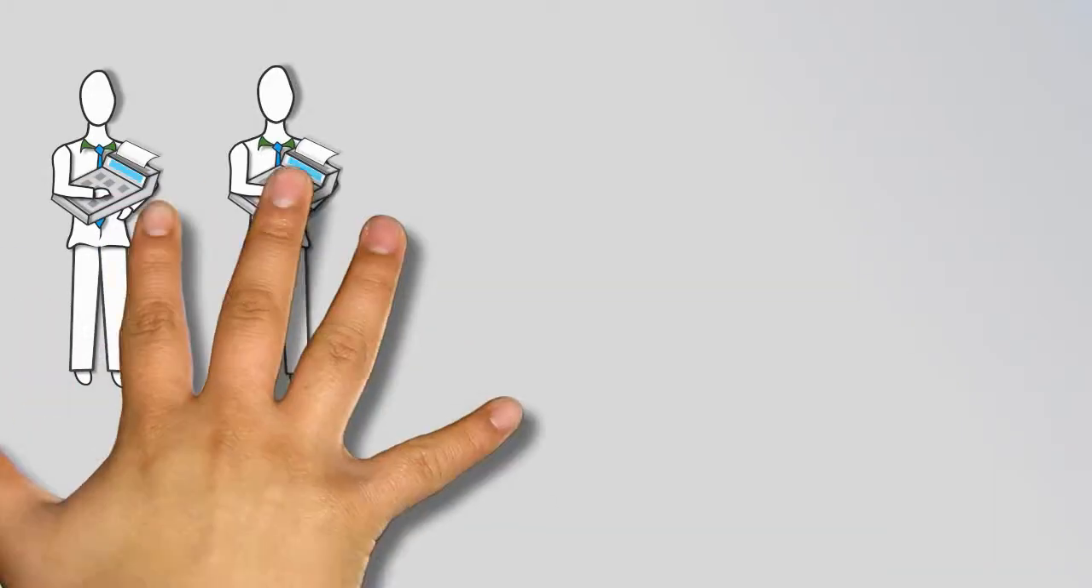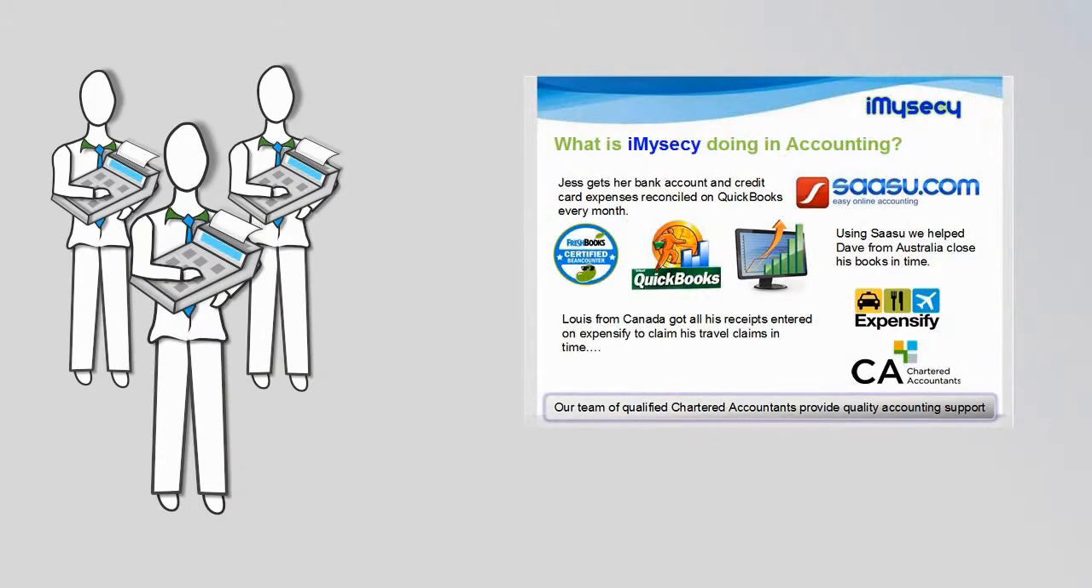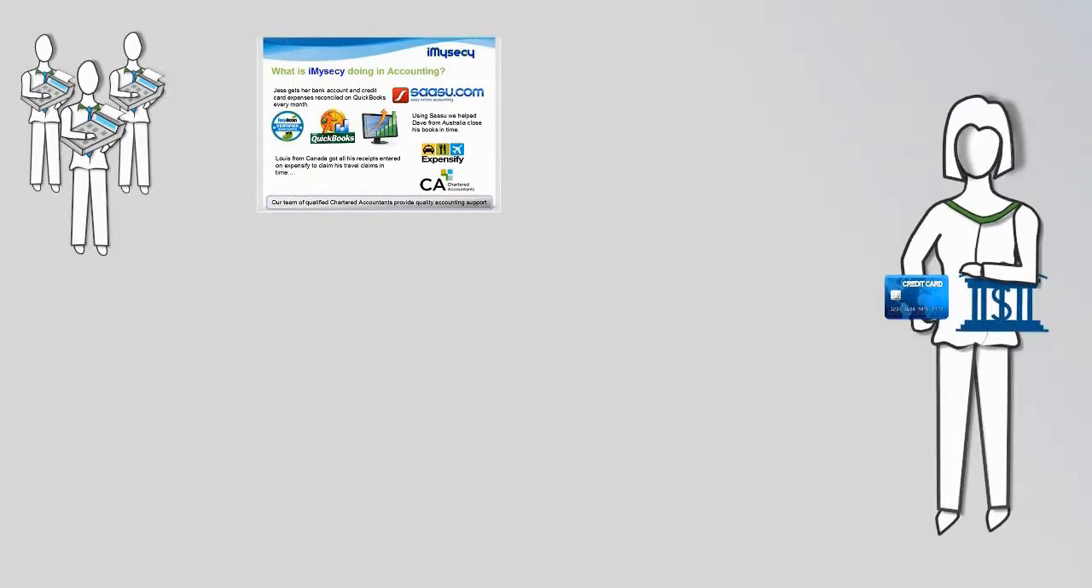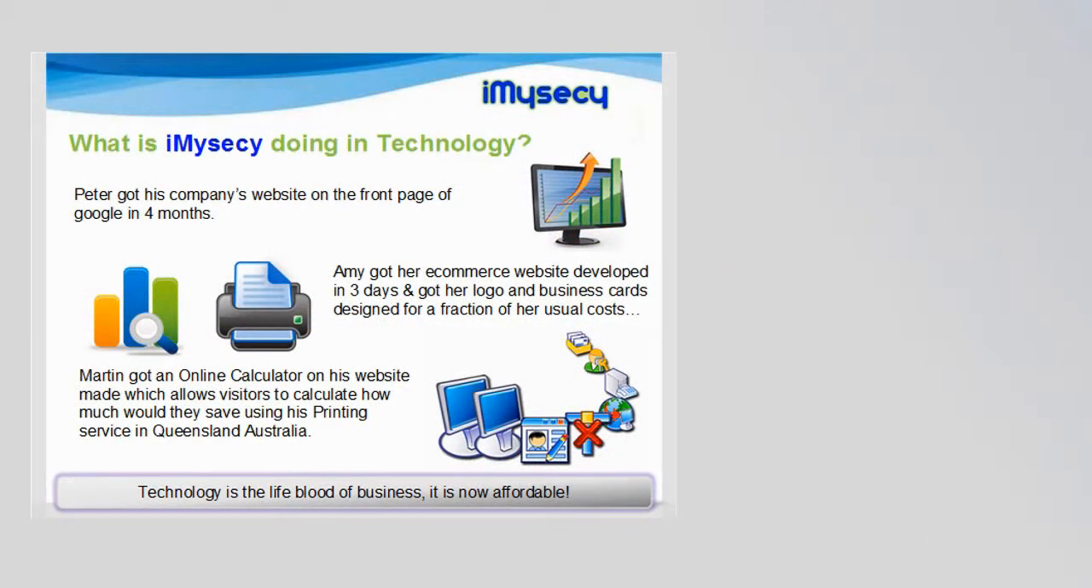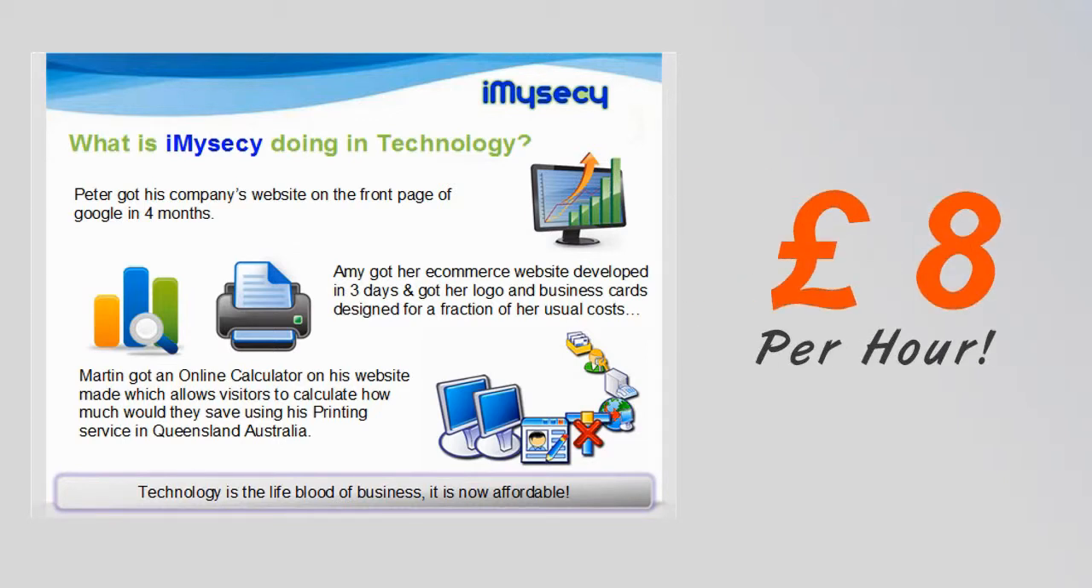Our team of qualified chartered accountants provide quality accounting support. Jess gets her bank account and credit card expenses reconciled on QuickBooks every month. Technology is the lifeblood of business, and it's now affordable, starting at $8 per hour.